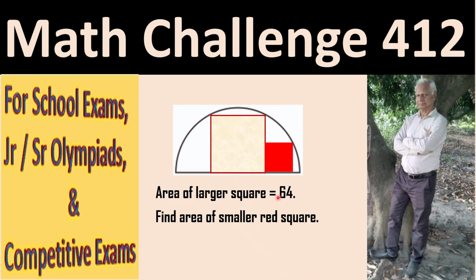The area of the larger square is 64 square units. We have to find the area of the smaller red square. A semicircle, a larger square symmetrically placed, and a smaller red square. The larger square has area 64, and we have to calculate the area of the smaller red square. Math Challenge 412.